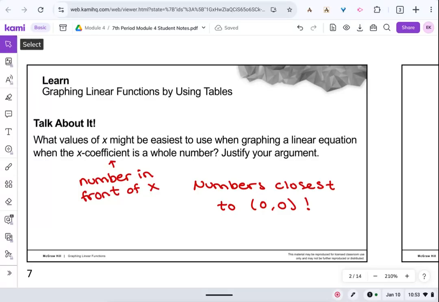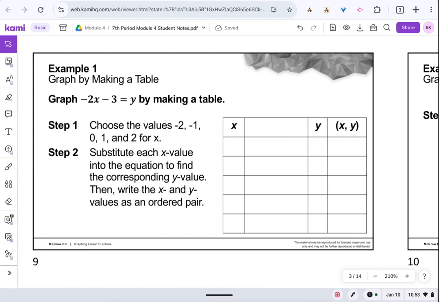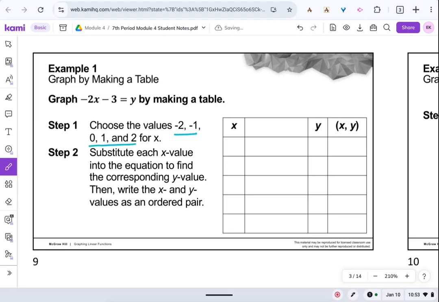All right, so now we're going to jump into some examples. If we go on over to the next page, this is what our problems are going to look like. It is going to say make a table, and then we're going to graph it. All of these two slides go together, 9 and 10. Step 1 says choose the values -2, -1, 0, 1, and 2 for x. So we're always going to pick those numbers, and those are going to go in this first column for x.